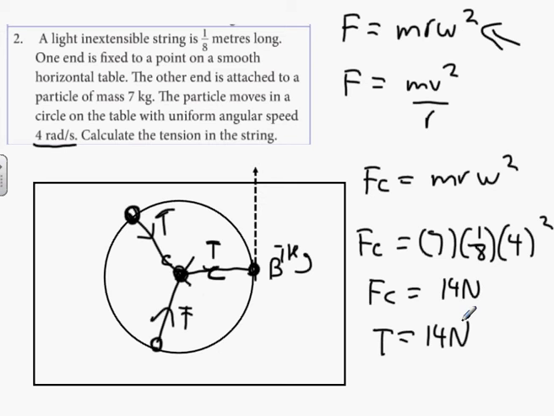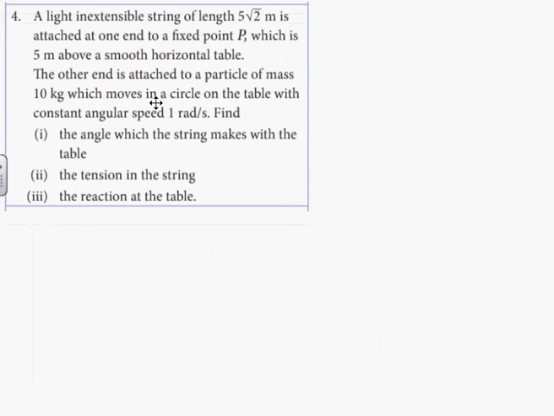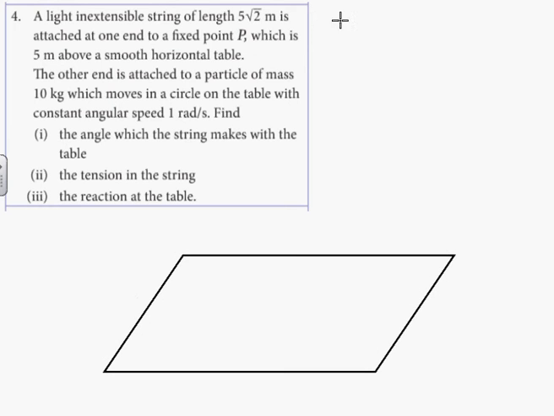Alright? Now, let's go on to question 4. A light inextensible string of length 5√2 meters is attached at one end to a fixed point P, which is 5 meters above a smooth horizontal table. So, what's happening is, I'll get my parallelogram here, be a good one to use. So a parallelogram like so, and an ellipse, and now we have a pretty good looking diagram.